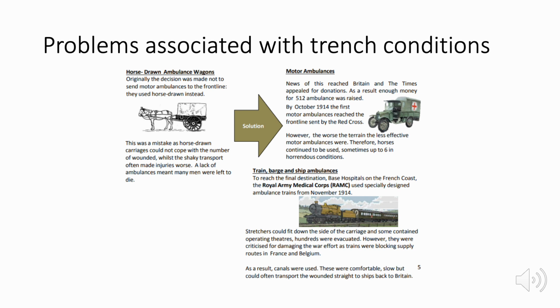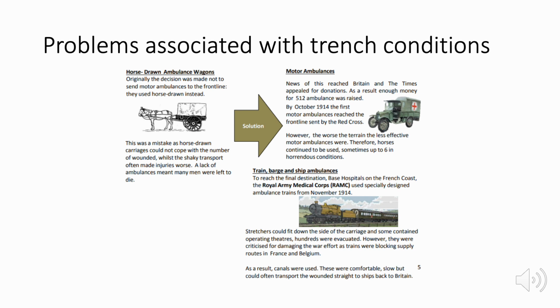Now, as you can imagine, in muddy conditions, whilst there's guns firing off, having a horse drawing is not going to be very helpful. So towards the end of the war, they start to use motorised ambulances, and there's a fundraiser, and 512 ambulances are rolled out. So that's really, really significant. And that's something which starts off in 1914, but they become more and more apparent on the battlefield.